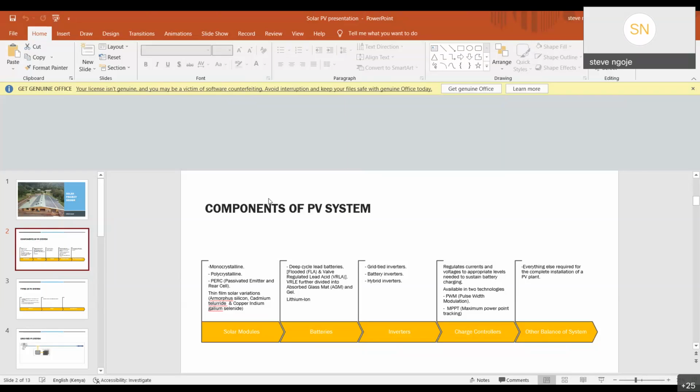So for pulse width, let me mention that of the two, they are not very efficient. It's an older technology compared to the MPPT. But in pulse width, the way it works is you have to make sure, for it to be very efficient, that the voltage of the module you use must be equal or close to the system voltage or the battery voltage that you're charging.